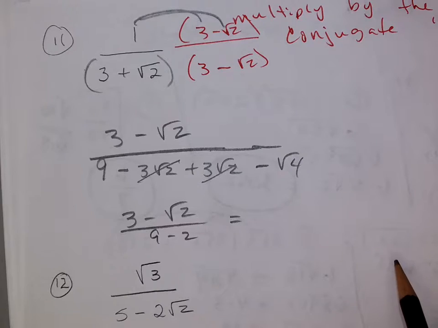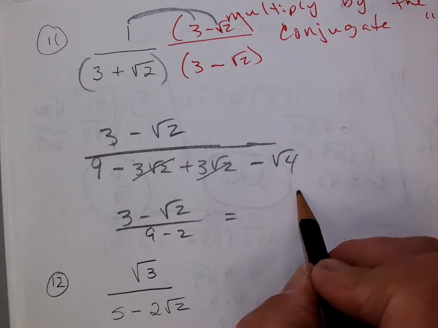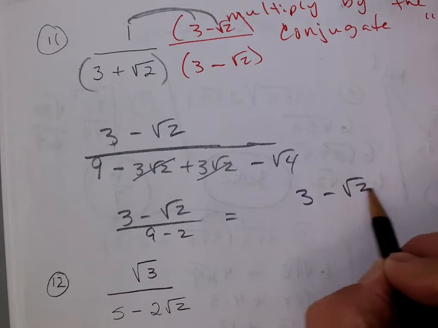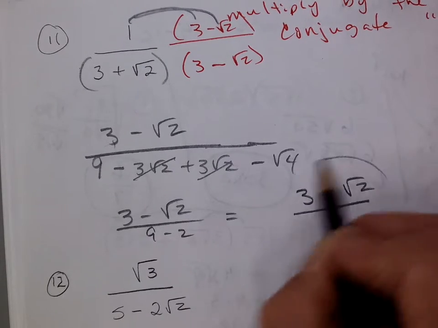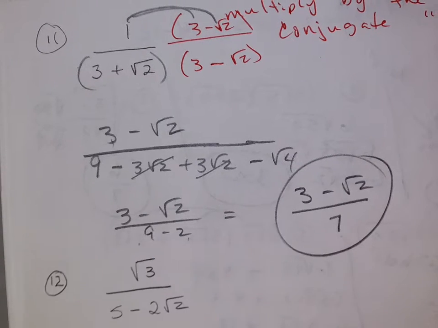Why is it 3? Oh, on the top. Yeah. So my answer is 3 minus the square root of 2 over 7. Is there a square root on the bottom? No. Wait, why is it 7? 9 minus 2. Oh. Yes.